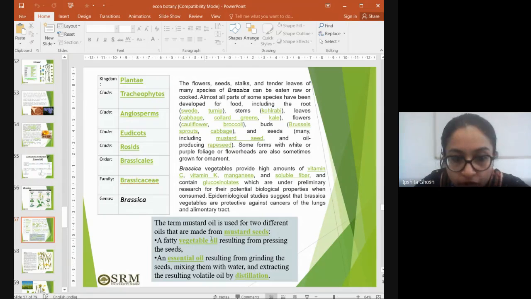So, when we talk about mustard oil, basically there are two different oils that we are talking about. One is a fatty vegetable oil resulting from pressing of the seeds, and another one is the essential oil of mustards, which results from grinding of seeds, mixing them with water, and extracting the volatile oil using a distillation process. Okay.